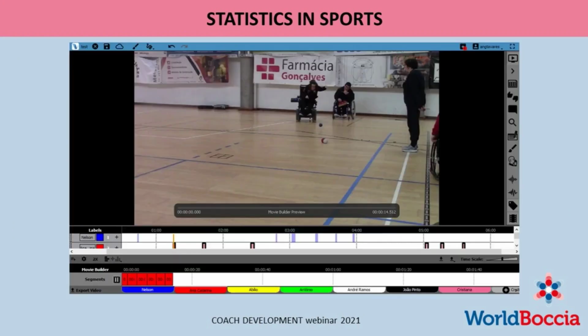So, for example, vNote is one software that is available in 2 versions on the internet, one free version and one paid version. But you can, for example, easily transform your whole 40 minutes game video into a highlight video with only the throws that you want to see in order to resume the game or better understand some technical aspects. It also helps you to make the game analysis or ask the players to do it.